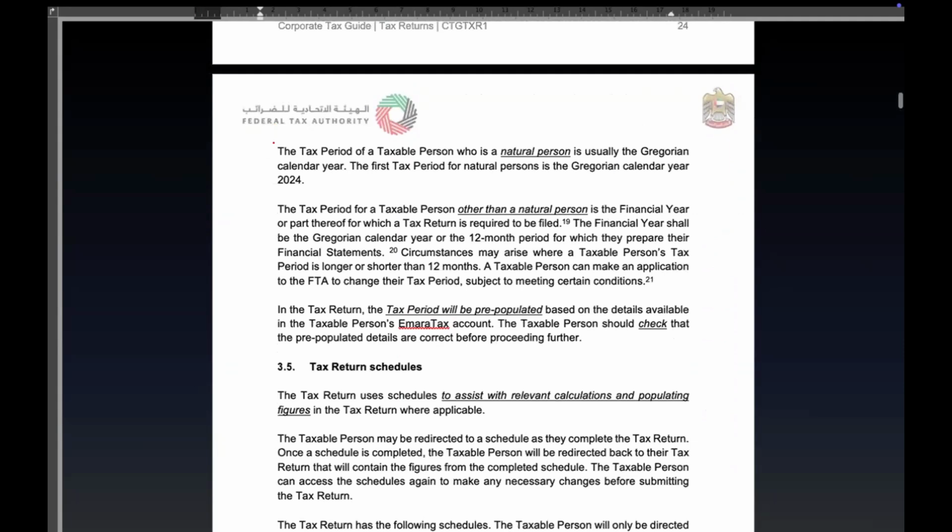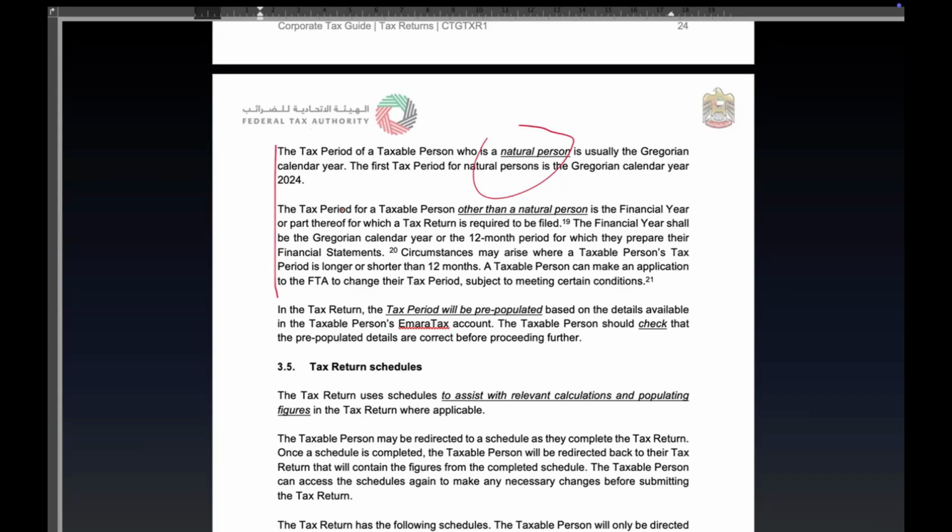Tax period for a natural person is again the standard one year, the Gregorian calendar year. For a person other than a natural person, the initial tax period might be between 6 to 18 months. But after this, your tax period will be 12 months. Initially, if you wanted to adjust it, you can make an adjustment, and once you adjust, your future tax period will be 1 year.